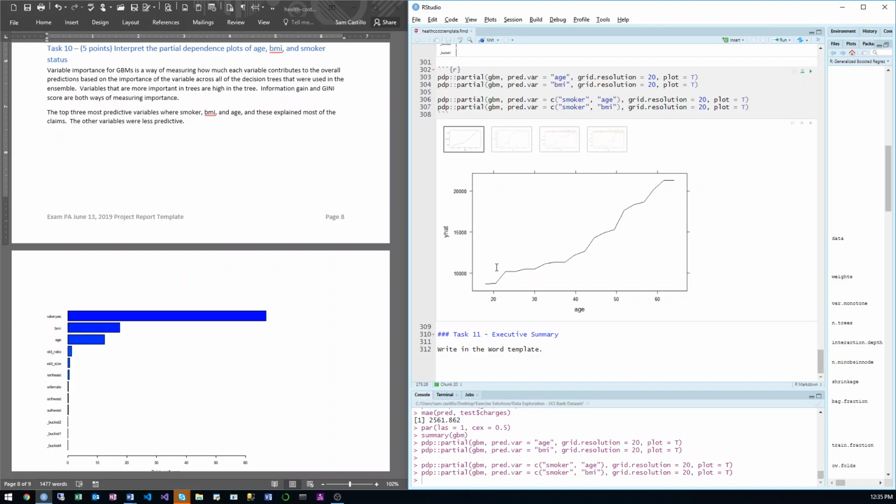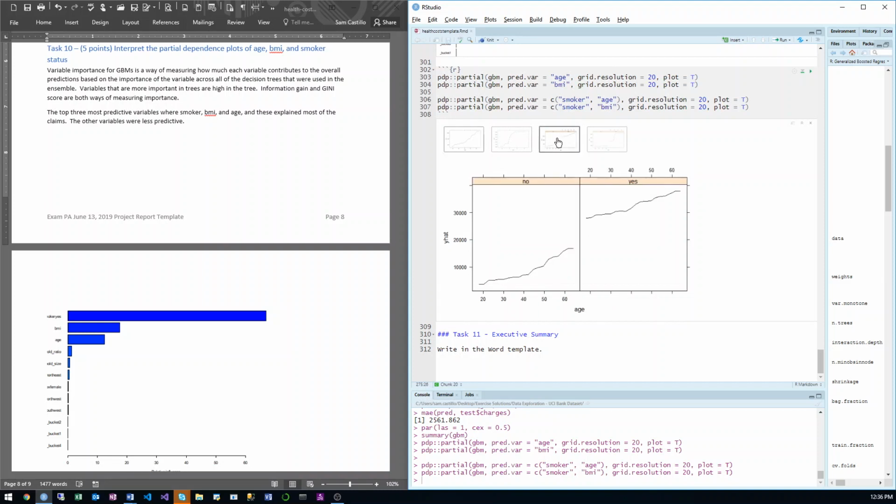And so for each value of age, it then averages the model's predictions over all of the other combinations that are in the training data. And what it's trying to do is to approximate the effect of age on the response. But as you know, it's taking an average, right? And averages can be misleading. So here's the average of age against the claims. Here's the average of age against the claims for smokers versus non-smokers. You can see for smokers, this is much higher on average than for non-smokers.